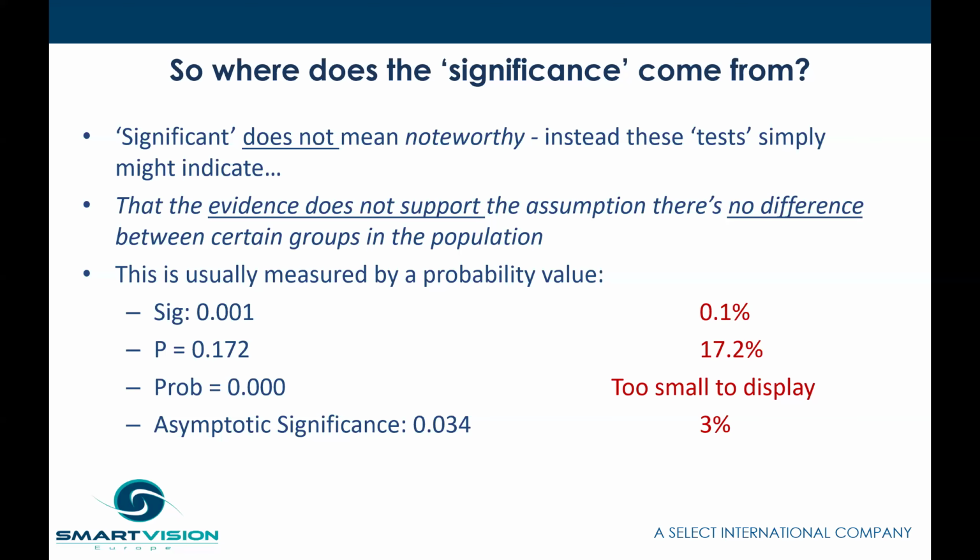So that's the first thing. Don't get fooled by the labels. They're all interpreted in the same way, and every probability value can be converted into a percentage if that makes it easier for you to interpret it.